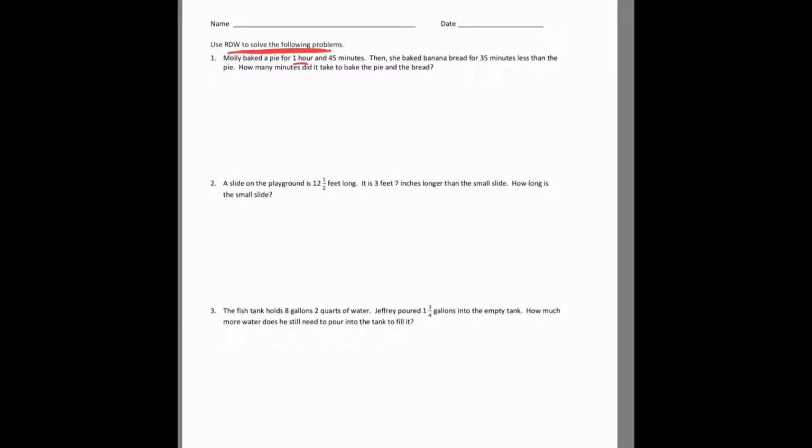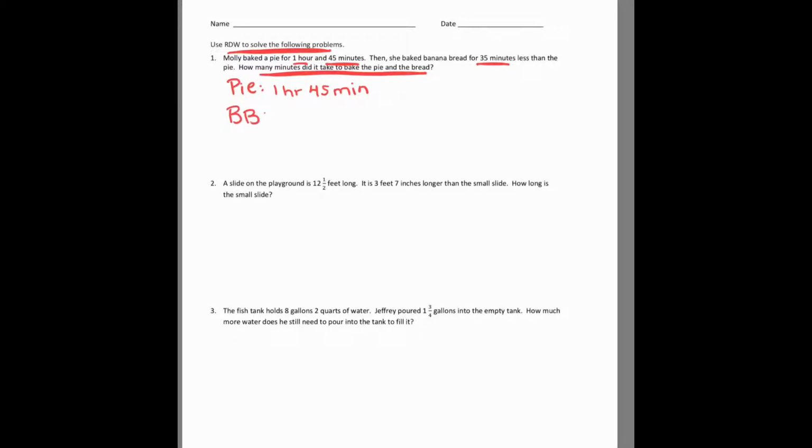It says Molly baked a pie for 1 hour and 45 minutes. Then she baked banana bread for 35 minutes less than the pie. How many minutes did it take to bake the pie and the bread? Okay, so if the pie was 1 hour and 45 minutes and the bread was 35 minutes less, we're going to have to figure out the bread and then add it to the pie because the question says how many minutes did it take to bake the pie and the bread.